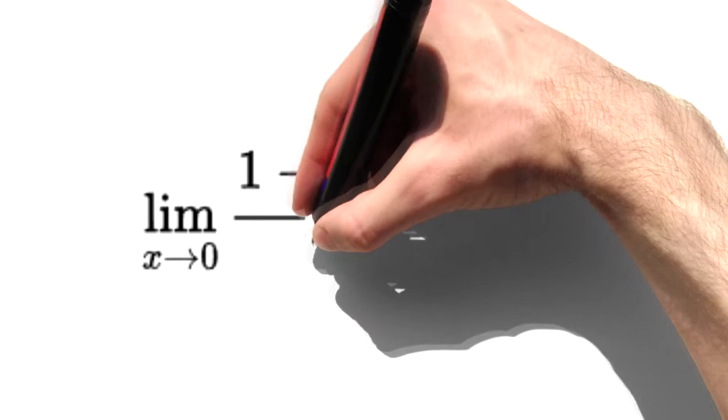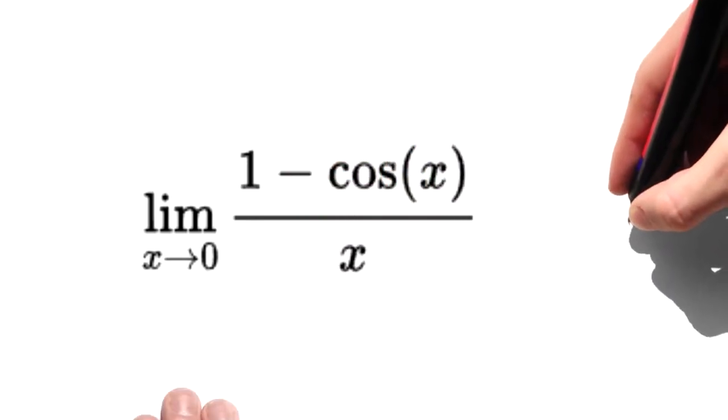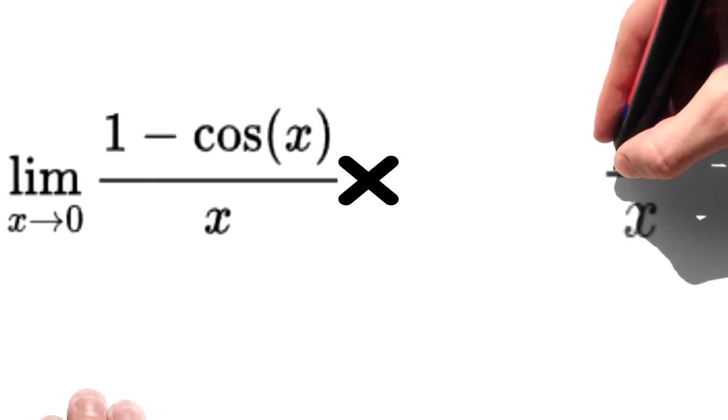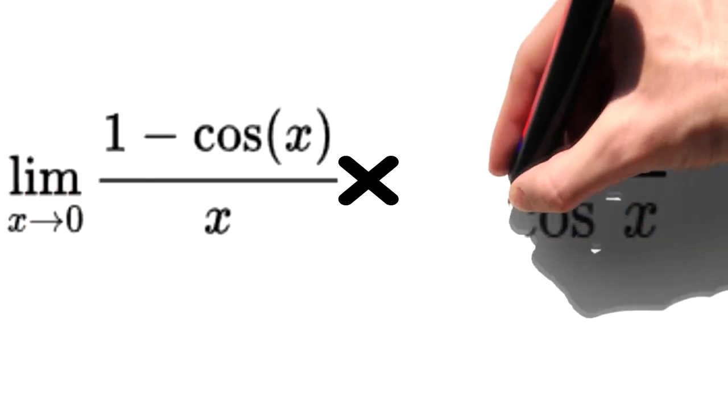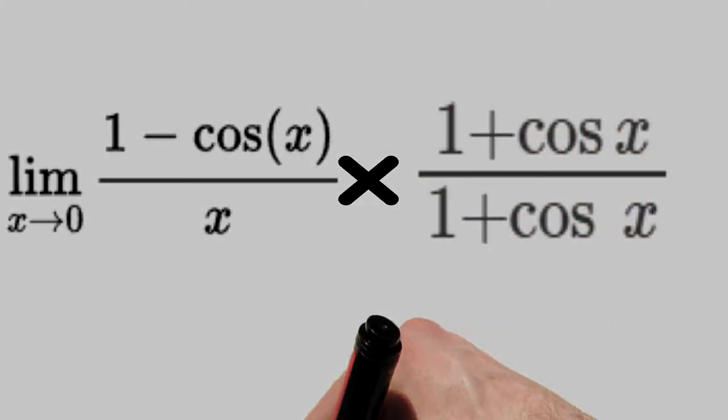Now for the limit of 1 minus cosine x over x as x approaches 0, multiply the function by 1 plus cosine x over 1 plus cosine x, which is also equal to 1, apply some trigonometric identities, and voila, it is equal to 0.